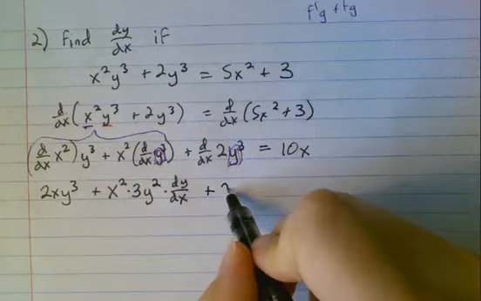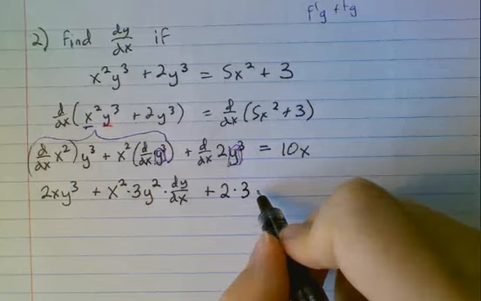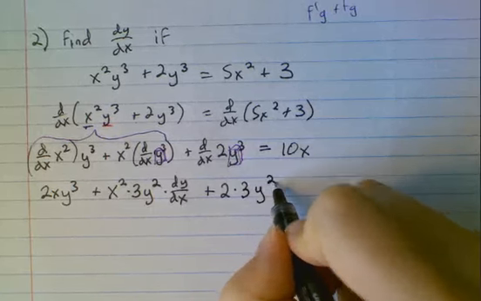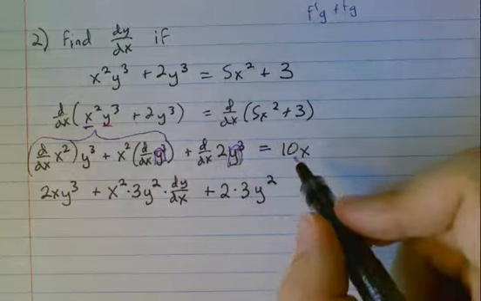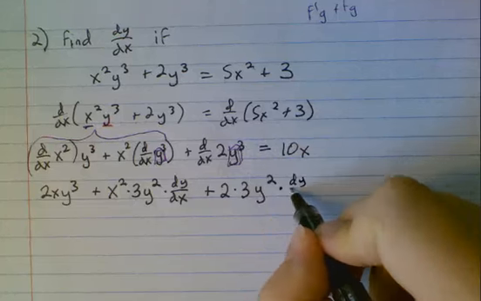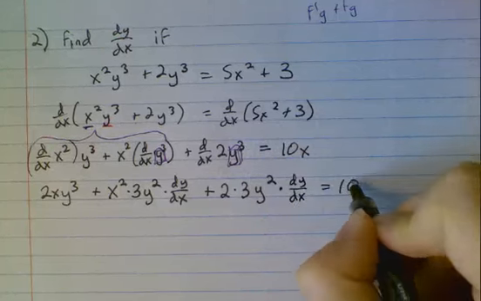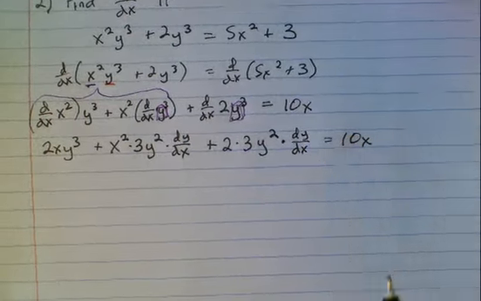Over here, this 2 is along for the ride. This is a box function. This 3 comes down. The y was in the box. These variables don't match, so we have to do the derivative of what's in the box, which is dy dx. We don't know what that is. We're going to solve for it.